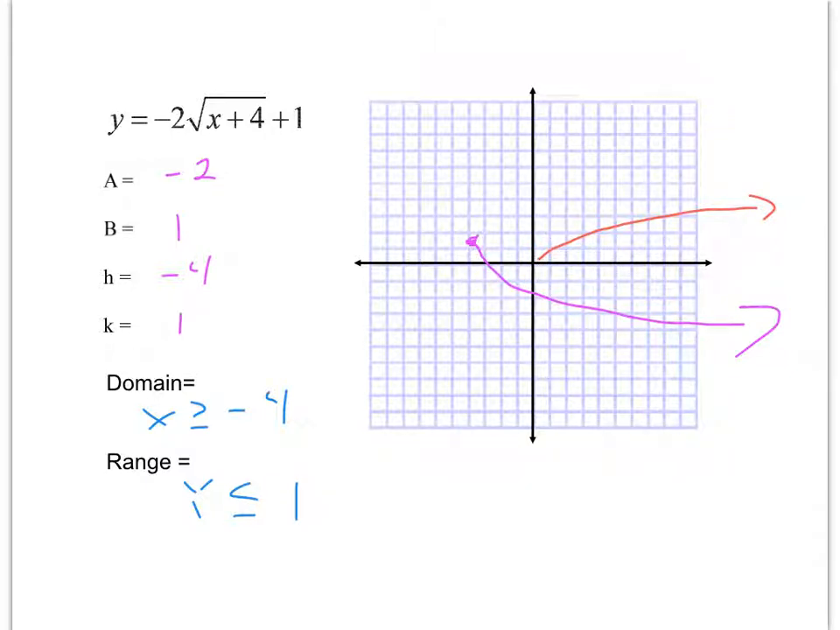And then it's stretched by a factor of 2. So notice this purple graph is twice as tall. It's stretched vertically by a factor of 2. It's turned upside down because it's negative, and it's stretched by a factor of 2. And here's my graph. My domain is x is greater than or equal to -4. X has got to be greater than or equal to -4. And y is less than or equal to 1.